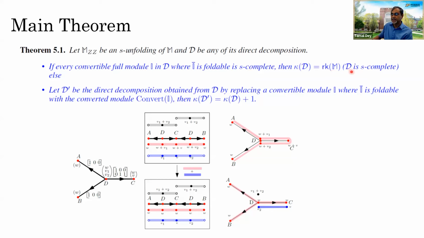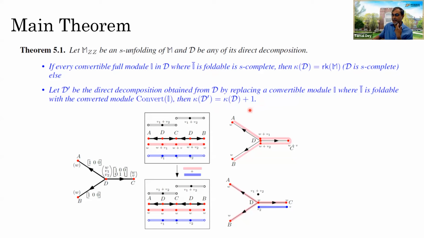Because in this case, I know D is S complete. Otherwise, if the convertible full module is not yet S complete, then what I do is convert the convertible module to an S complete module. Then kappa D will increase by 1. That's why for the new decomposition D', kappa D will increase by 1, because I have converted a module which was not S complete, but now is S complete.